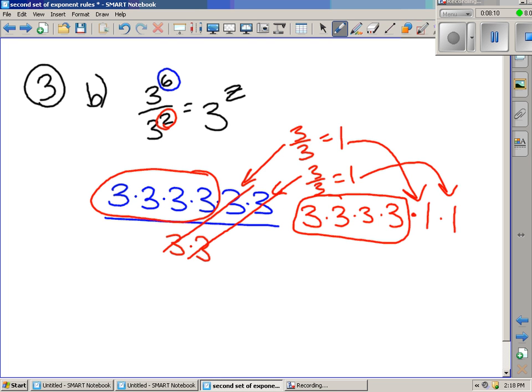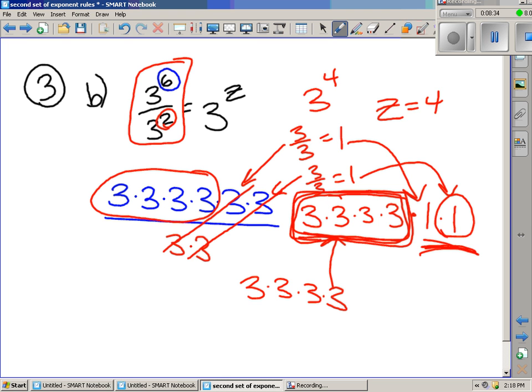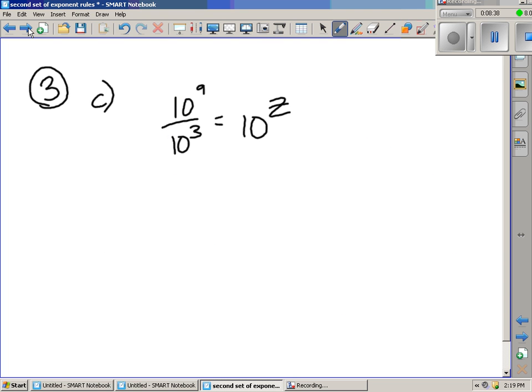Well, if you multiply this by 1, you will still have this. If you multiply this by another 1, you will still have this original piece. These are unnecessary, so we can just write this as 3 times 3 times 3 times 3, or 3 to the 4th power. So z is equal to 4. I hope that you're starting to see the pattern, a simpler rule that we could use instead of writing all of this information out. Keep thinking about what rule you could use as we complete 3c.